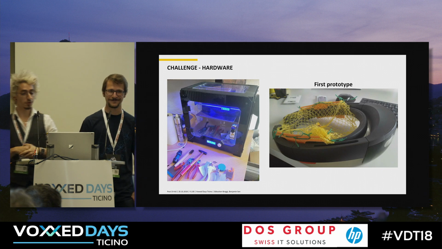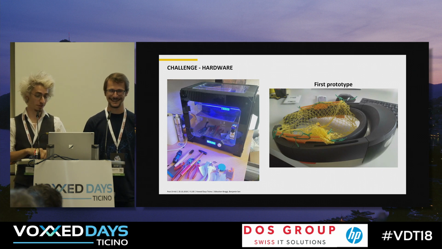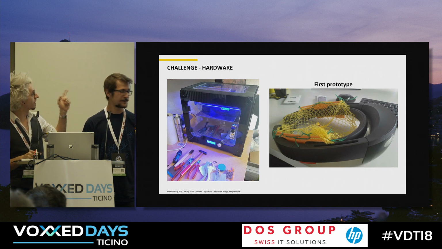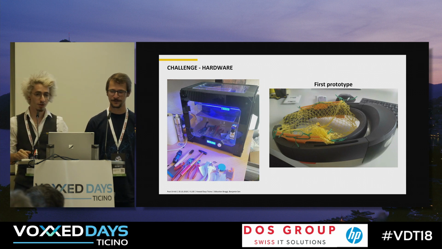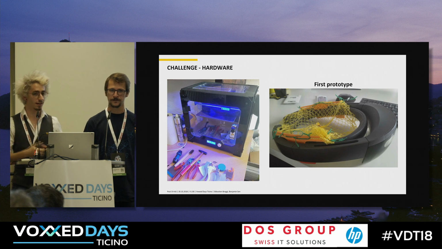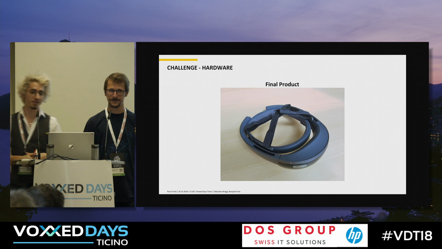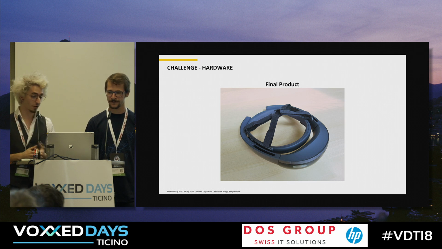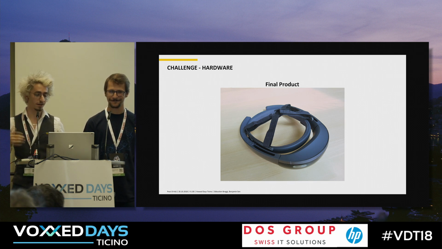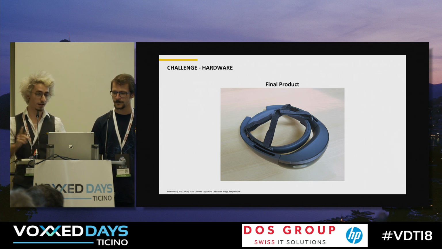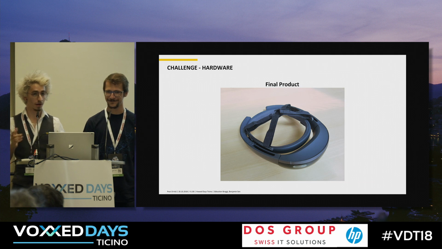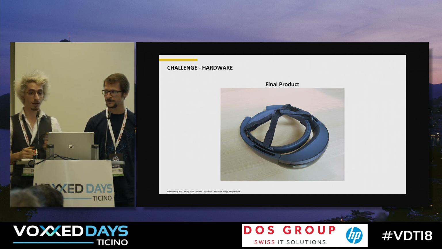So we created our own prototypes for our own head mount. As you see on the picture, this is our first prototype with an onion net, and it looked ridiculous. After some improvements, we created our final product, which we think is much more comfortable and easy to adjust, and it doesn't break. So if you want to try it, swing by our booth later on.